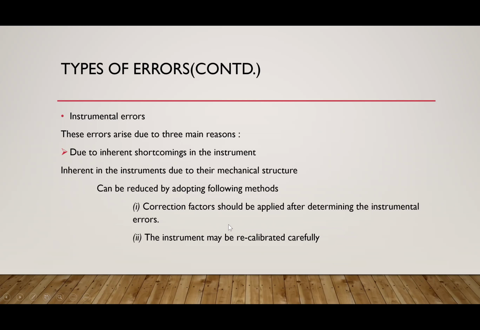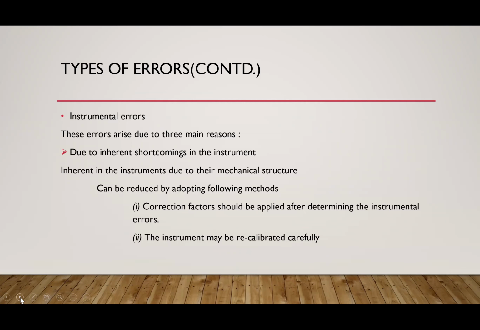Correction factors means that if there is some constant error in the instrument which you already know, then whatever readings you get, you can apply a correction factor on those readings to get the final values. Or if the instrument has gone out of calibration, which happens with time when you use an instrument again and again, then at repeated intervals all your measuring devices should be recalibrated very carefully using some standard.